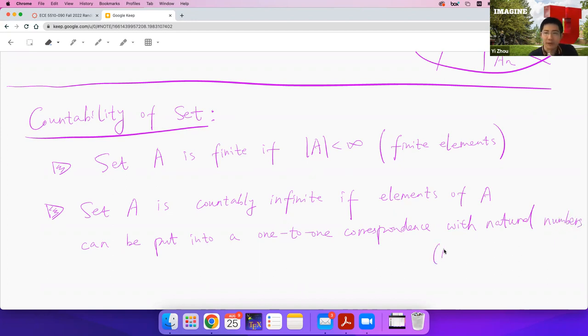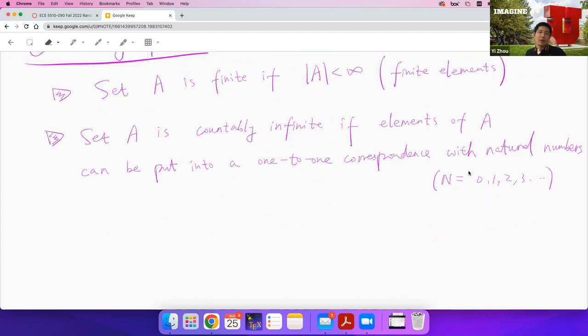So what is natural numbers? Natural numbers is 0, 1, 2, 3, etc. Well, this is intuitive because for natural numbers, intuitively we can count them 0, 1, 2, 3, 4, 5. So we define countability as if I can find a 1-to-1 correspondence or 1-to-1 mapping between the elements of A and the natural numbers. So I can use a line to connect every element in A to a unique element in the natural numbers. If that is the case, then we say it's countable.